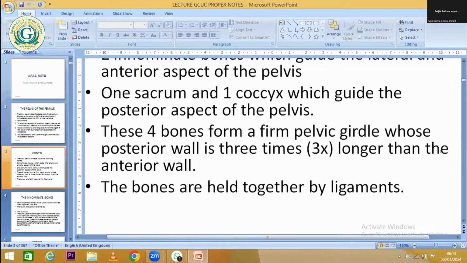So we are saying that the bones are held together by ligaments. Had it not been the ligament, you see that the bones, whilst we are walking, will just fall apart. The symphysis pubis will open up. Then the sacroiliac joint, the stronger joints, will also open up. But because they are held together firmly by ligaments, it maintains the consistency and the structure and the strength of the pelvis. So let's continue to see.